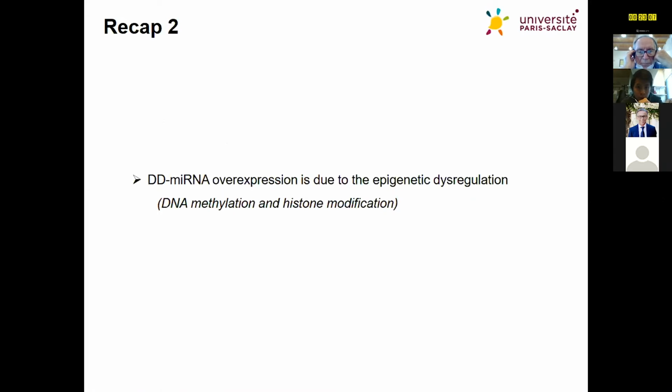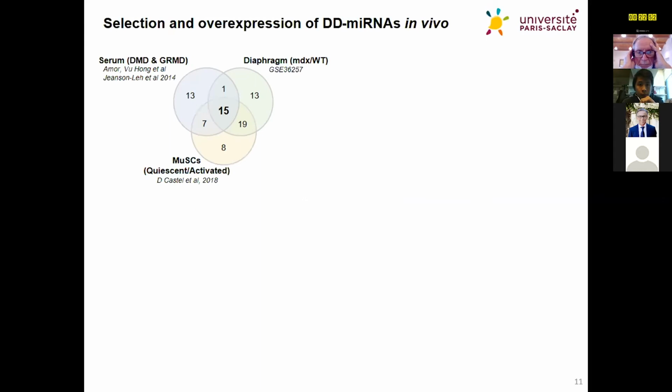And so we conclude that the DD-miRNA overexpression is due to the epigenetic dysregulation at both levels of DNA methylation and histone modification. So in order to study the function and the consequence of the upregulation of the DD-miRNA in the muscle, we have to make a selection, because there are more than 50 microRNA in this locus, and we cannot study all of them.